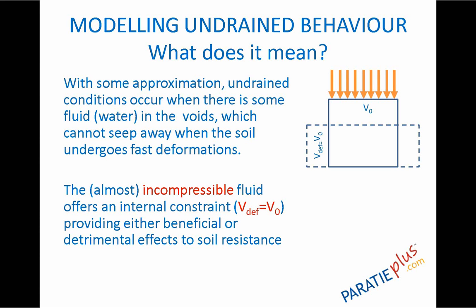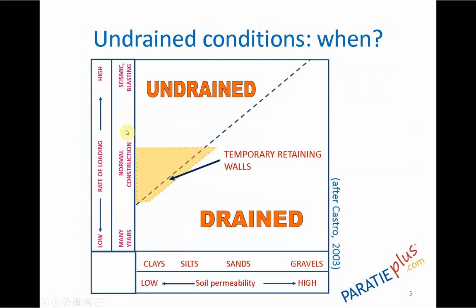This constraint may have beneficial or also detrimental effects on soil resistance. We will discuss this briefly. Undrained conditions are typical for clay materials and for soils in which there is a relevant part of clays and silts when we consider short-term conditions.